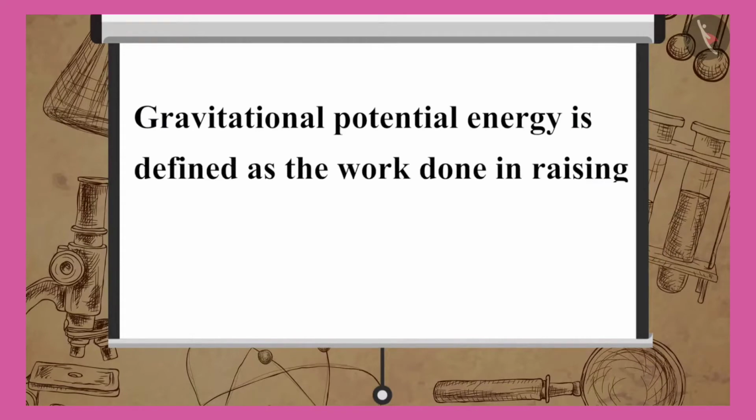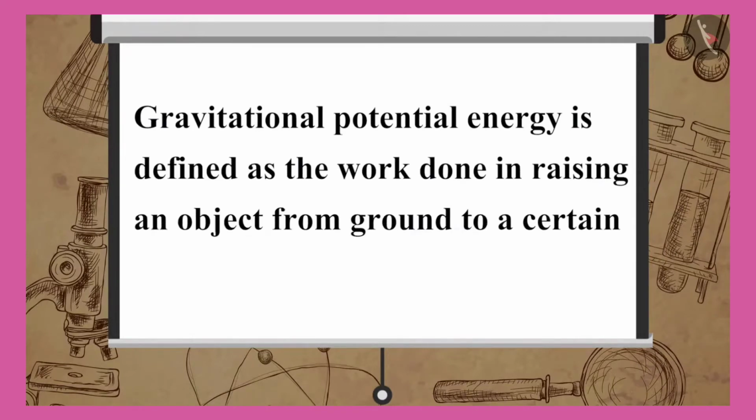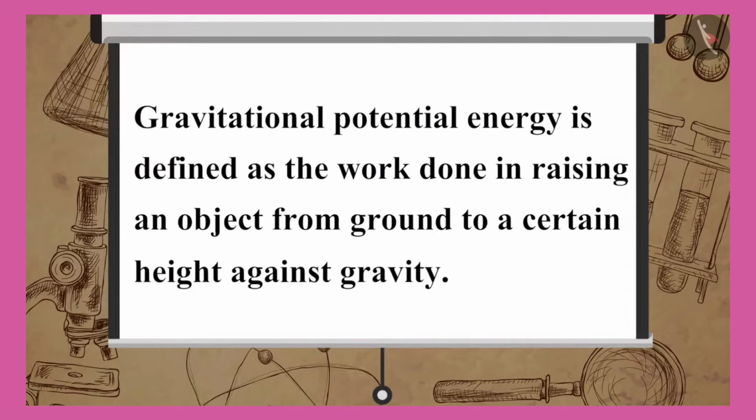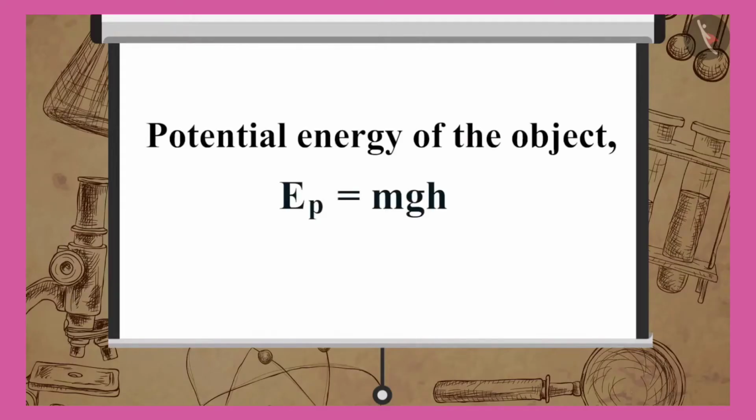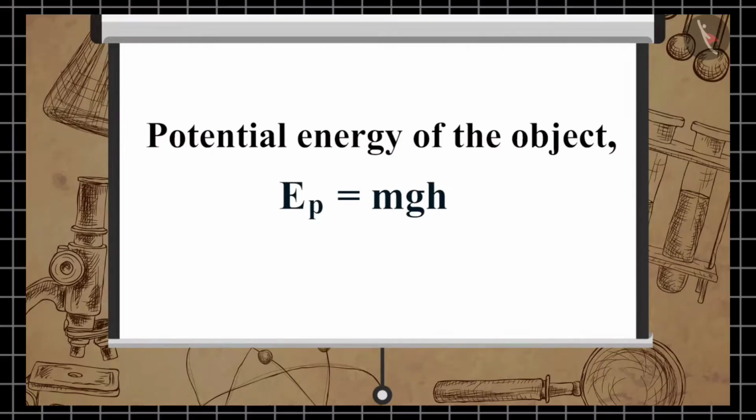Gravitational potential energy is defined as the work done in raising an object from the ground to a certain height against gravity. It means that potential energy is equal to mass times gravity times height, or simply PE equals mgh. That is the formula for potential energy.